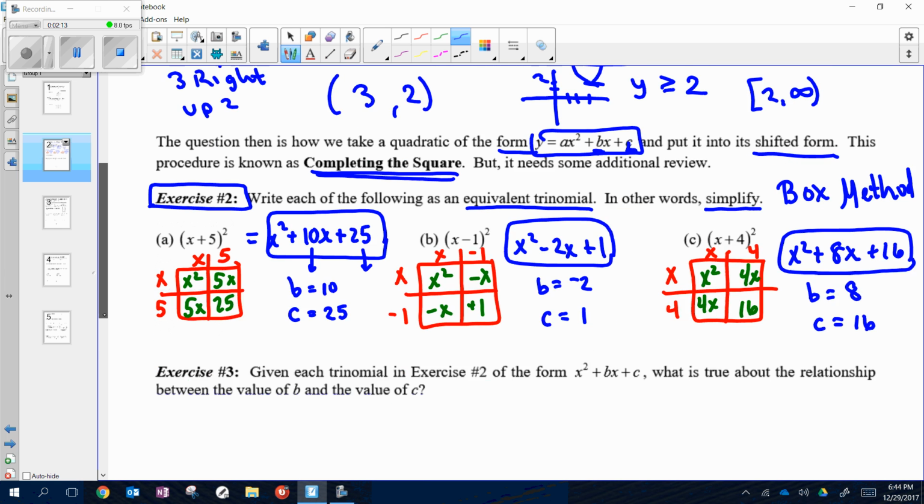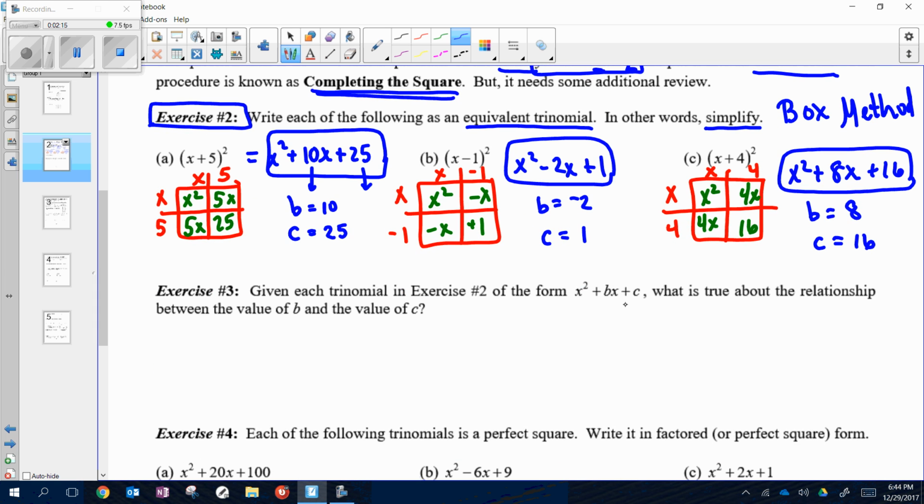Exercise 3 asks us to note the comparison between the values of b and c. So you could stop the video and think about that question for a few minutes. And then I'm going to tell you what it is, because it's more fun just to hear answers from people than it is to do all the thinking on your own. Just kidding.